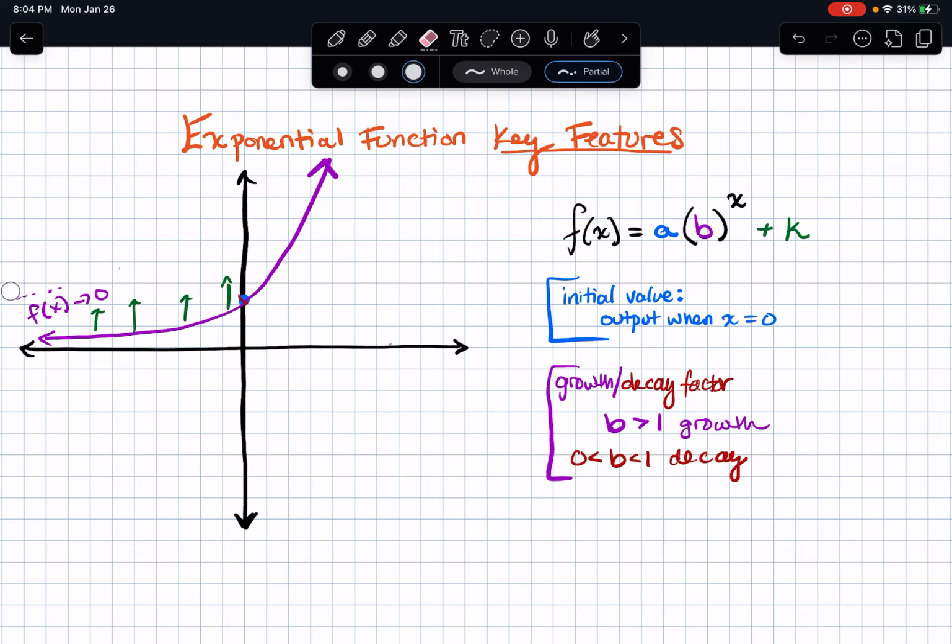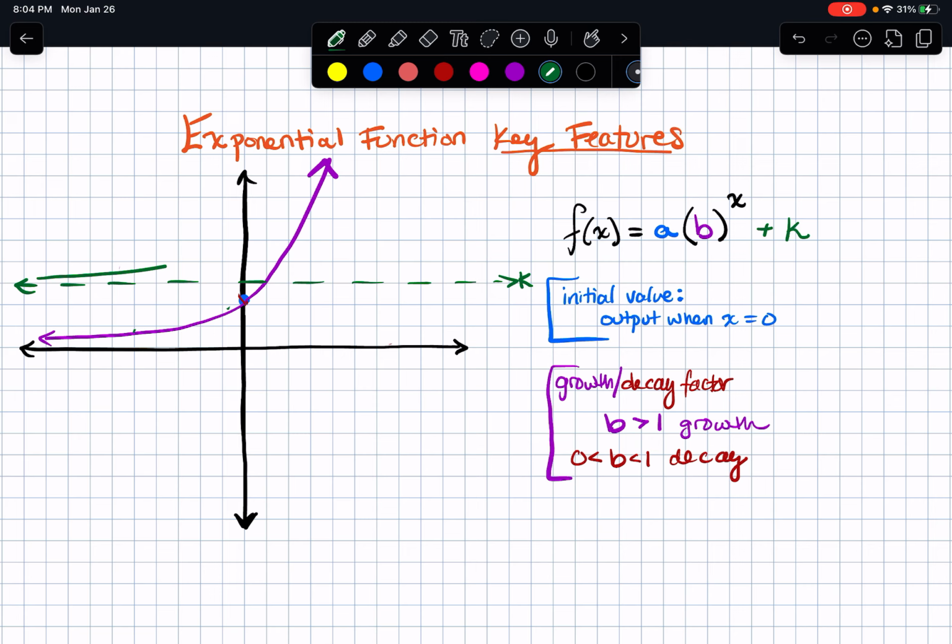The result of that is going to be that instead of our function approaching 0, we're going to have an asymptote at a different location. So let's say our k value was 3. Then the entire graph is going to shift up 3 units. And now we're going to have an asymptote at 3. This graph will never go below 3 if everywhere is lifted up 3 units from the original function. So what's also worth pointing out is that our initial value also shifted up by k.